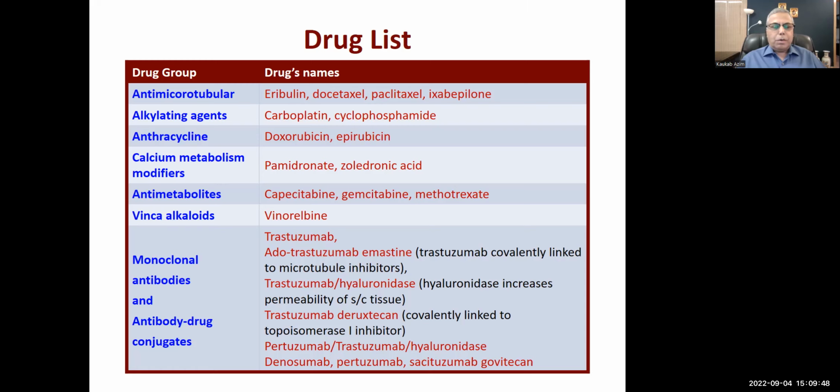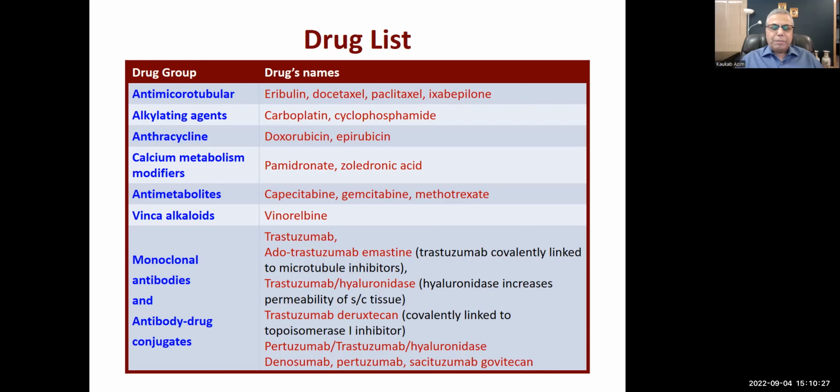Right, then we have got monoclonal antibodies and antibody drug conjugates. This is very important. You have to know a little bit of immunology to understand that. And I'm glad that you have already completed your microbiology courses. So trastuzumab is a monoclonal antibody that is used for the HER2 receptor. Then we have got ado-trastuzumab emtansine, which is a monoclonal antibody covalently linked to microtubule inhibitors, okay? So this is an antibody drug conjugate.